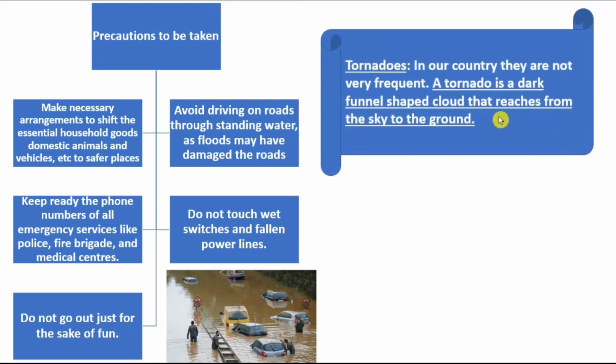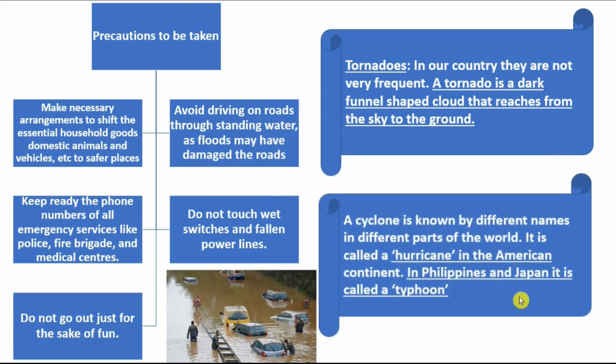Now, tornadoes are also there. In our country, they are not very frequent. They are not very frequent in India. A tornado is a dark funnel shaped cloud that reaches from the sky to the ground. So, again, we have the definition of a tornado.